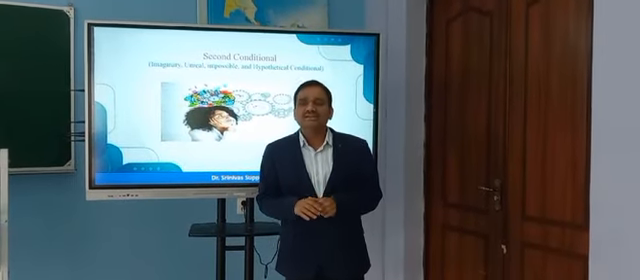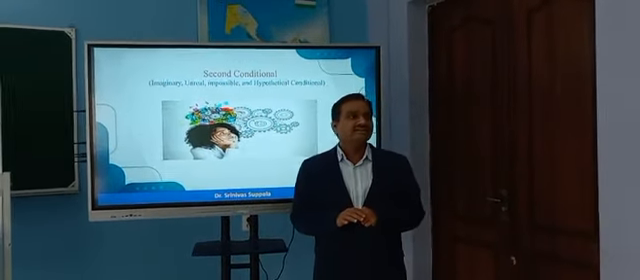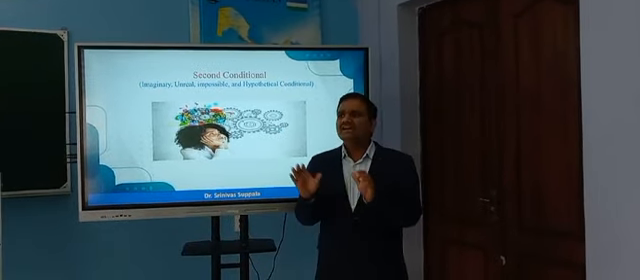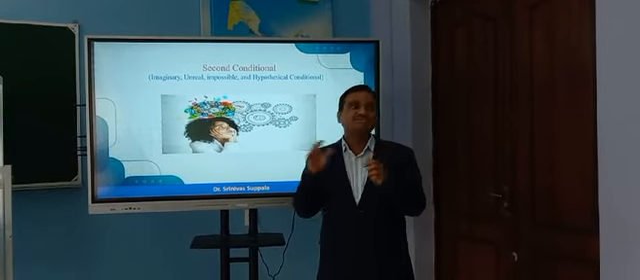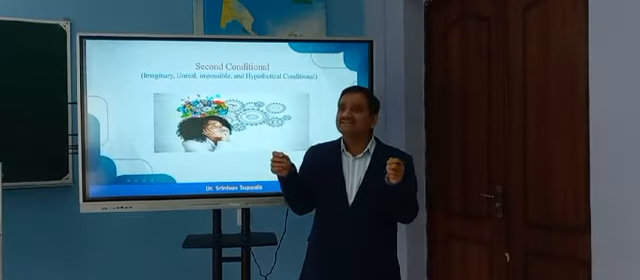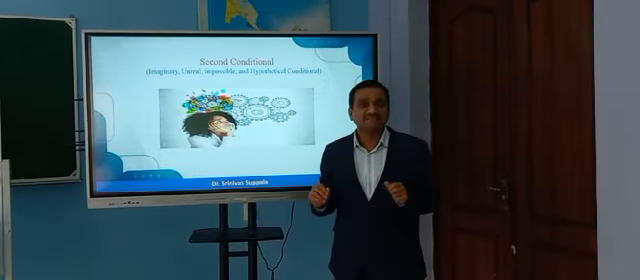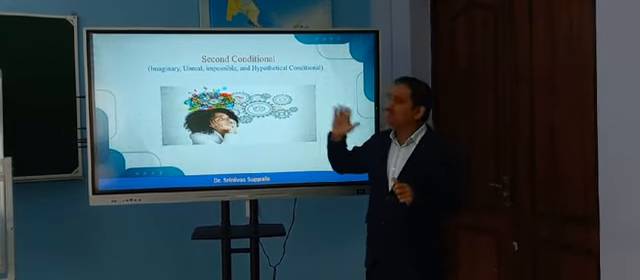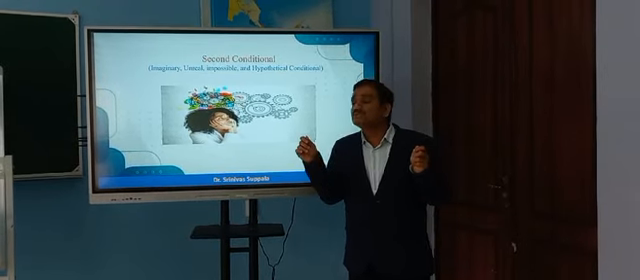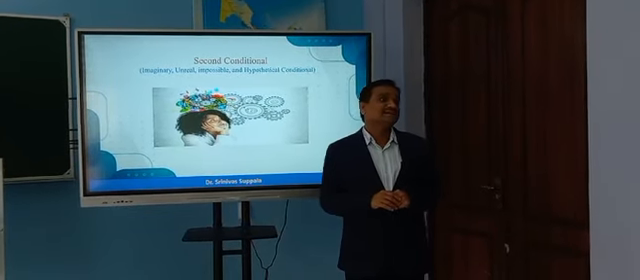So today we are going to learn one of the important conditionals. That conditional's name is the second conditional. There are many other names for this conditional. To understand it well, you should know the other names we use. We call it imaginary conditional, unreal conditional, or hypothetical conditional, and we also call it impossible conditional.